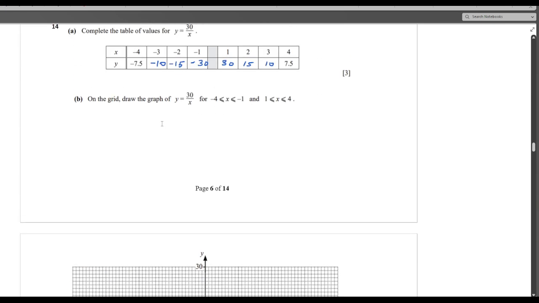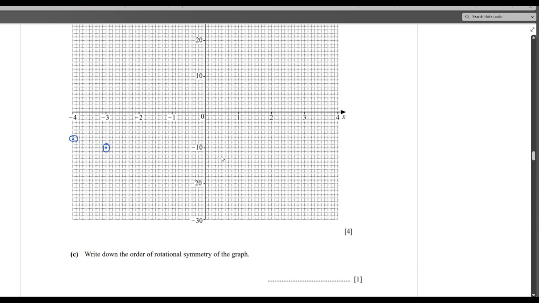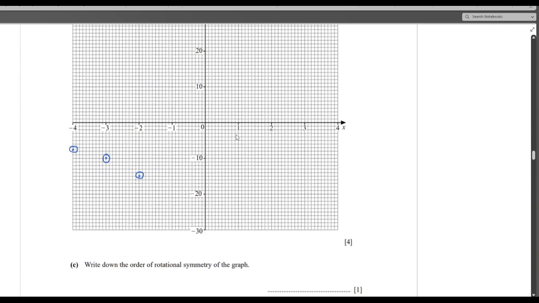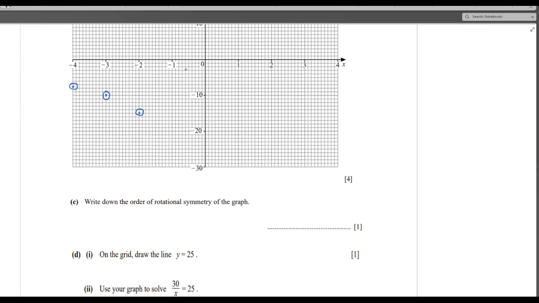Then for -2 it is -15. So it is 10, 11, 12, 13, 14, 15. So again you will get a point over here. For -1 it is -30. I will get a point over here. Okay, now what I will do, I will join them with a smooth curve. So here let us draw a smooth curve which is like this.